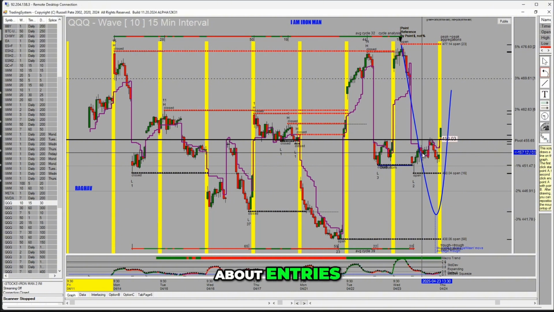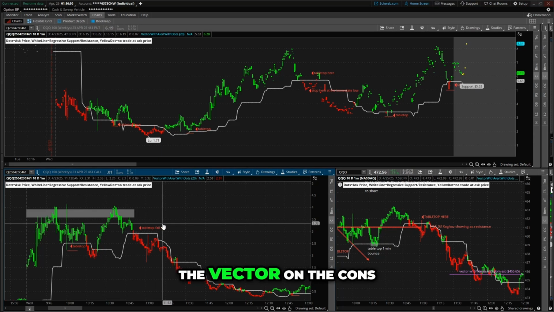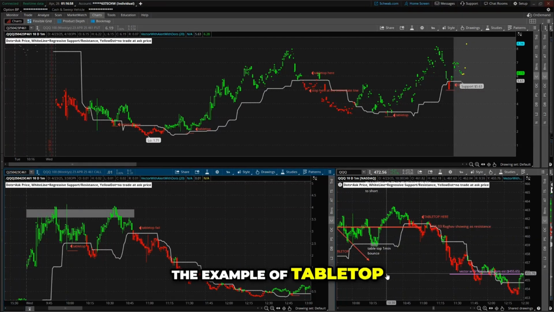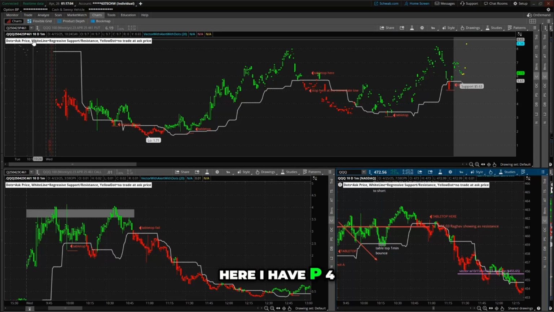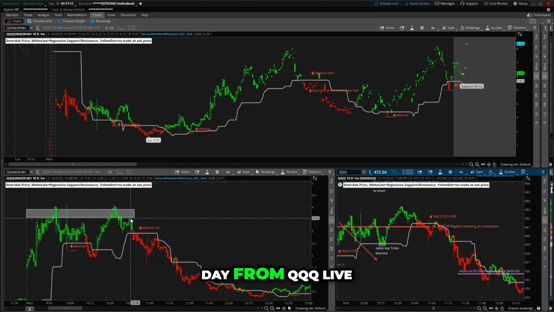Talking about entries, let's look at the vector on your contract. So here we got the vector on the cons. Here is the call con and here is the put con. I'm using 23rd of April, which I used for the example of tabletop and side exit here on the example of cons. Okay, here I have P461 loaded and I have C461 loaded. These are the same contracts from that particular day from QQQ Live.